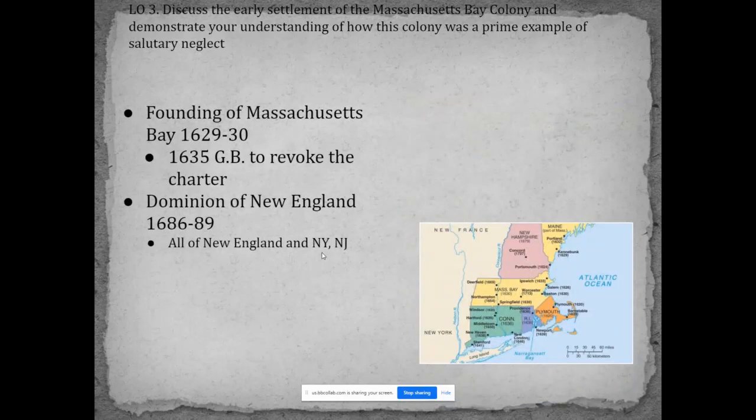So all of New England, New York, and New Jersey would be under this new colony, right? And it would be led by a guy named Sir Edmund Andros. And basically the intention here was just to consolidate power, right? To take all of these different colonial governments that had developed in the colonies, and to get them under one authority, the government of the Dominion of New England, which would answer straight to Great Britain, Parliament, and the Crown.